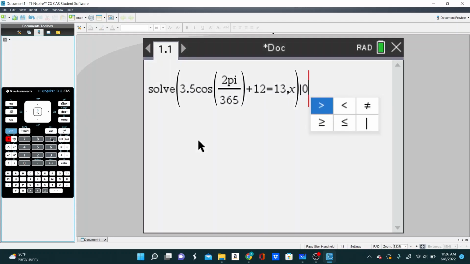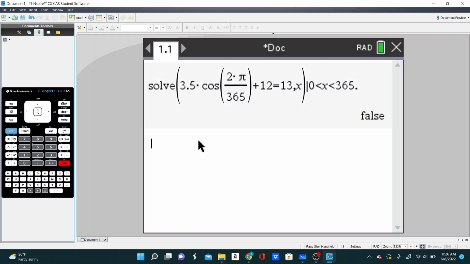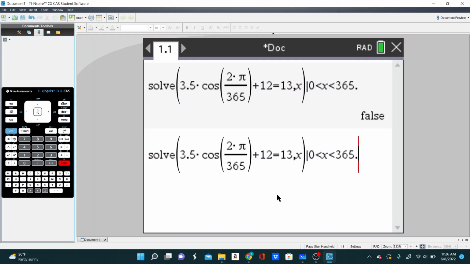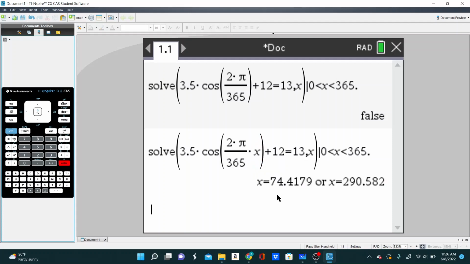So 0 is less than x is less than 365. Well, that's awkward. Oh, it's because I didn't multiply by our variable inside here. Here we go. This should give us something. Yes. Okay, so on the 74th day and on the 290th day, we have exactly 13 hours.